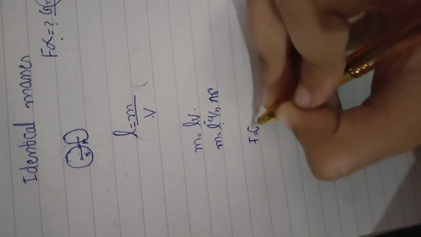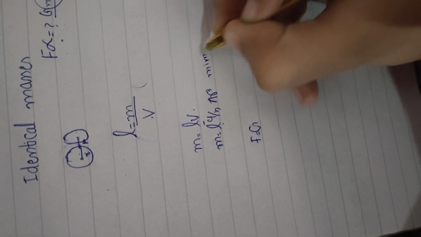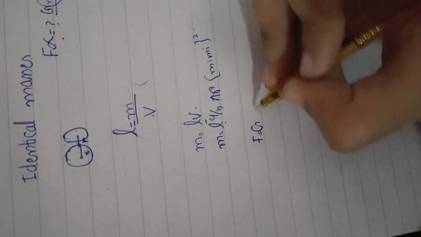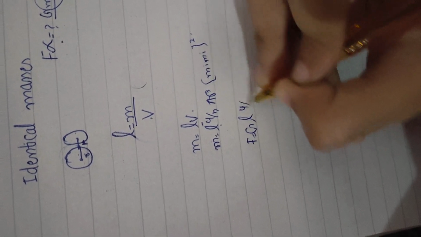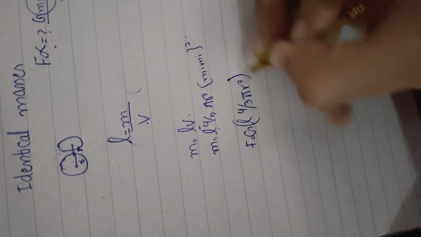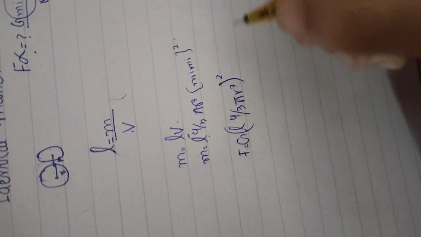So F is equal to G. Here we have M1 M2, so directly it would be the square. In this formula we have M1 and M2, so why cannot we place our values like this? Square. Can we do this? Yes, we can do this.